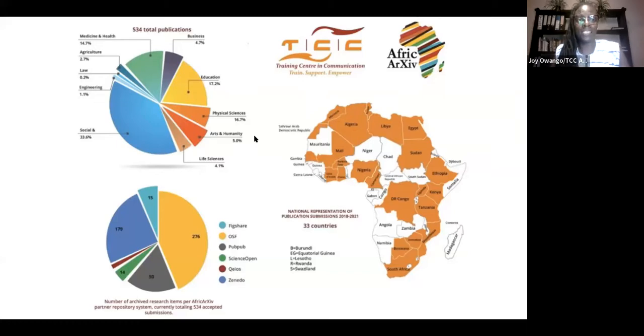So we decided to look at a continental, global approach, which really falls under Agenda 2063, the Africa we want. One of the pillars is on collaboration. We are building on that and looking at what we need as Africans, which is to increase our research visibility. What partners exist in the global north to help increase the visibility? We picked up Figshare, OSF, PubPub, Science Open, Chaos, and Zenodo. So Africa Archive not only acts as a platform, but also a gateway for African researchers' research visibility to increase.